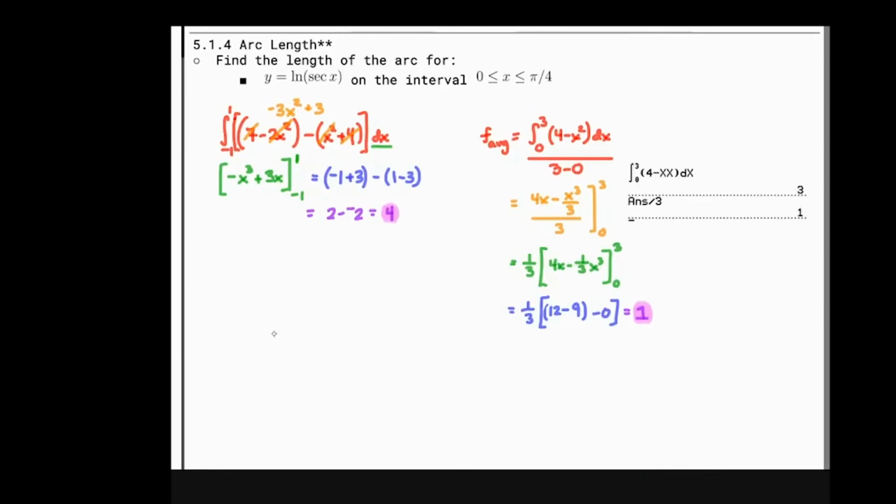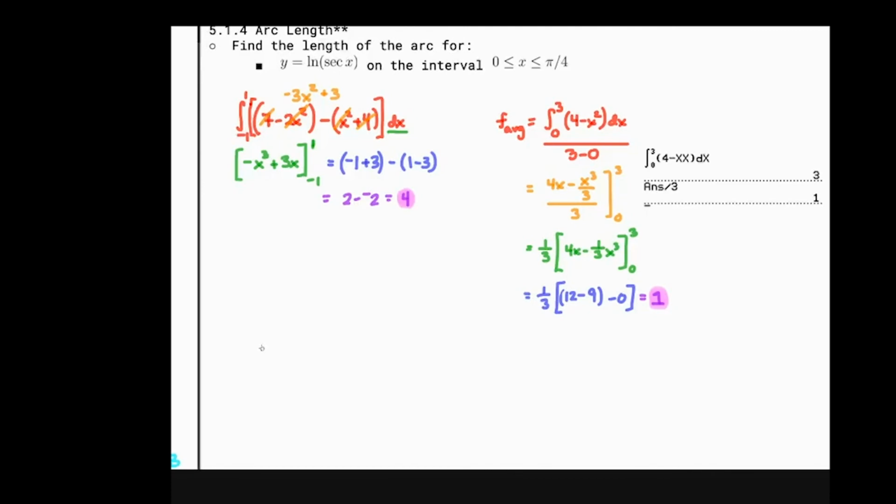All right. So we have L being equal to the integral from 0 to pi over 4, of the square root of 1 plus the derivative. I didn't do the derivative of that. Let's do the derivative really quick.